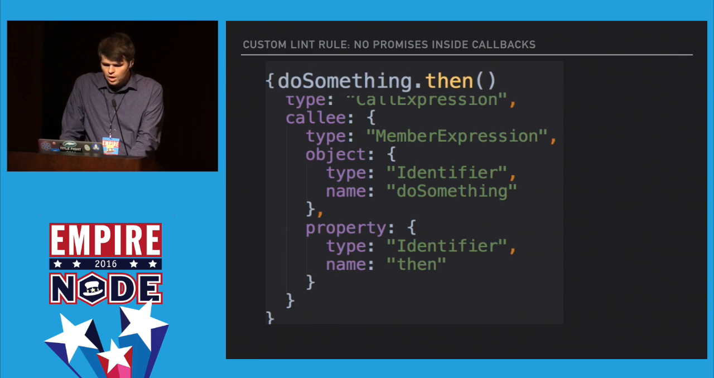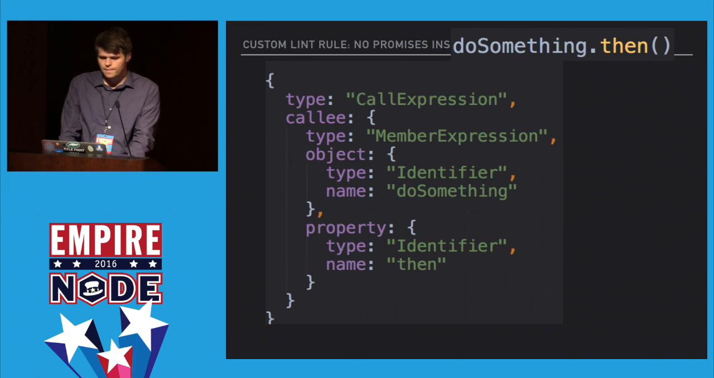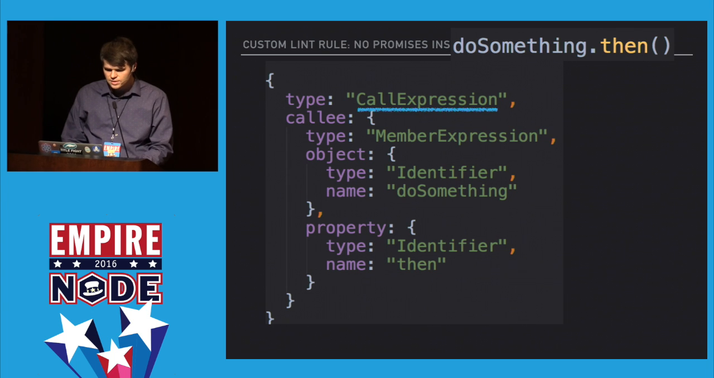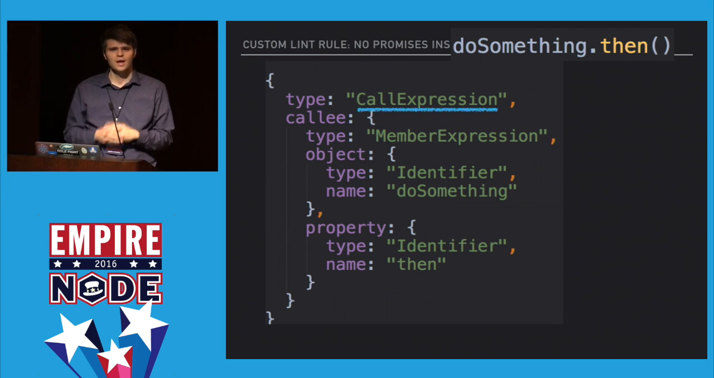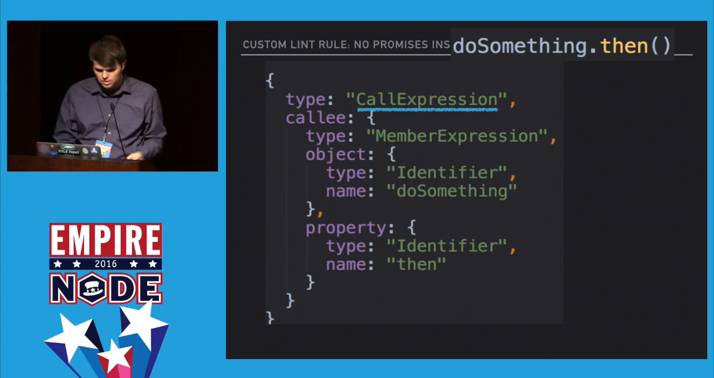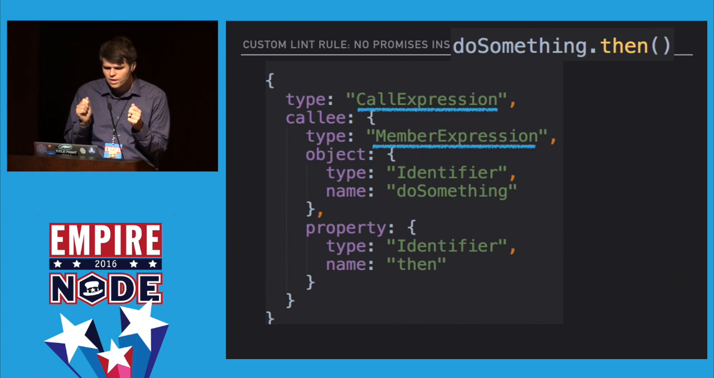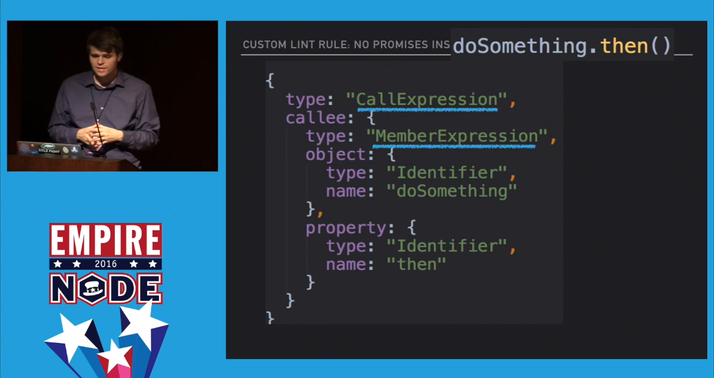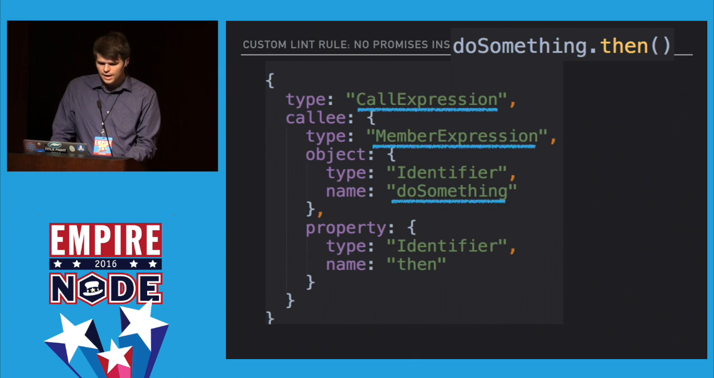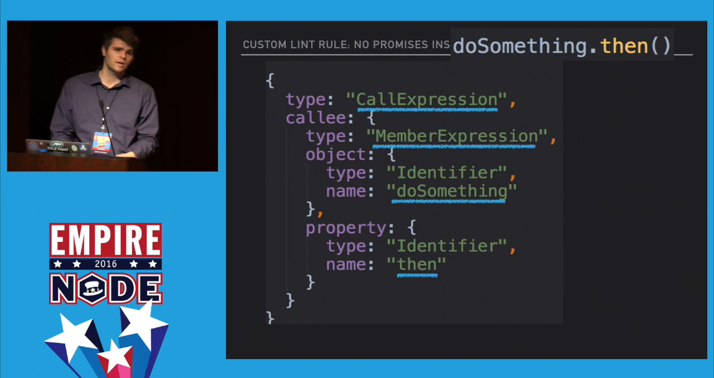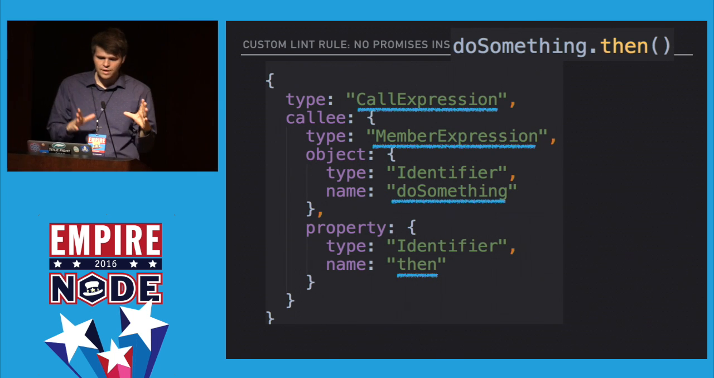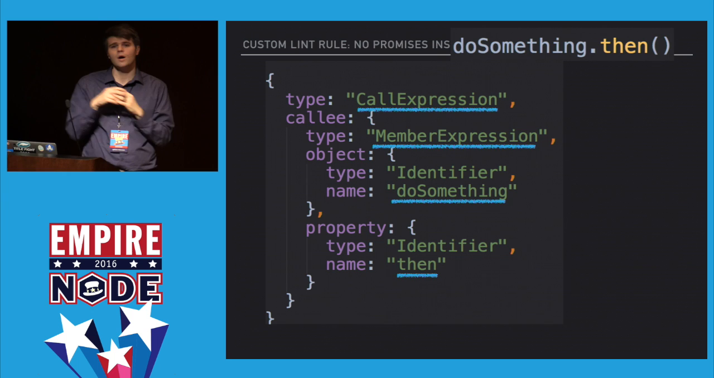So here's my AST. It's a little bit bigger than what we looked at before, but I'll walk you through it. The first thing it says is I have a call expression. Call expression just means I'm invoking a function. I'm calling a function. And then that thing that I'm calling is a method on an object, or something called a member expression. The object that I'm calling it on is called do something, and the property is called then. That's basically the pattern. This is the AST form of the promise pattern.